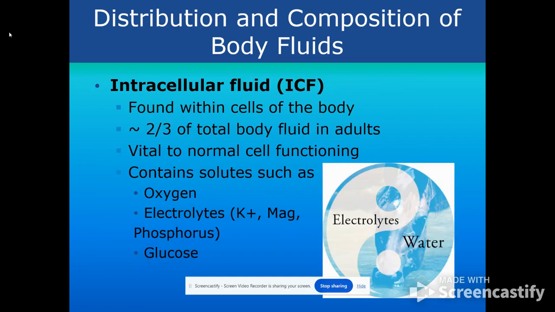So how is this distributed? Again, intracellular fluid is found within the cells of the body, 2/3 of the total body fluid found in adults. It is vital to normal cell functioning. It contains solutes such as oxygen, electrolytes such as potassium, magnesium, and phosphorus, and it also contains glucose. All of these allow for metabolic processes to occur within the body.